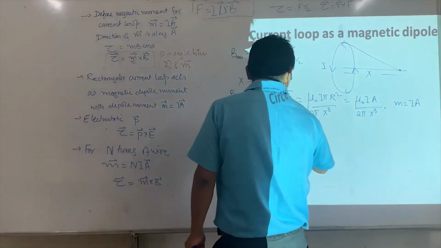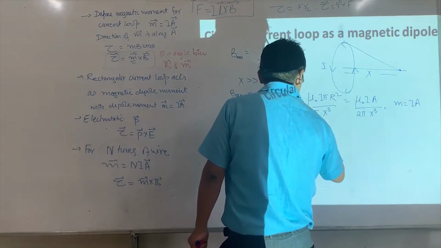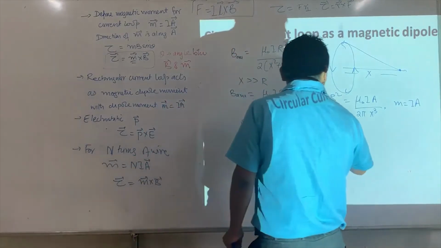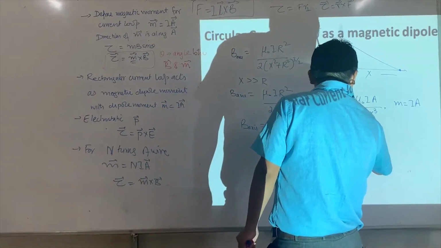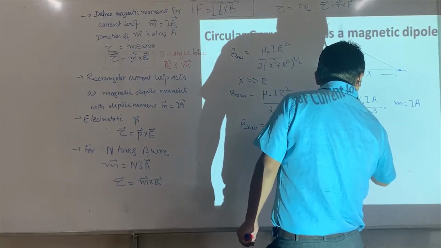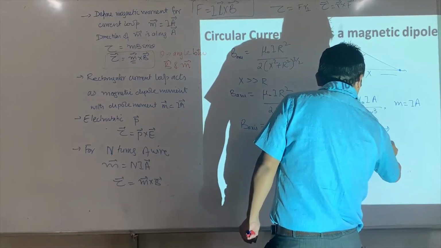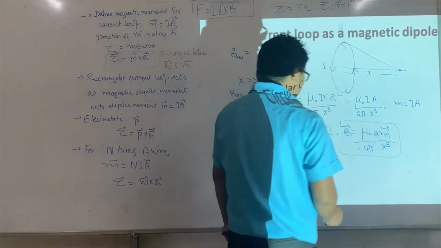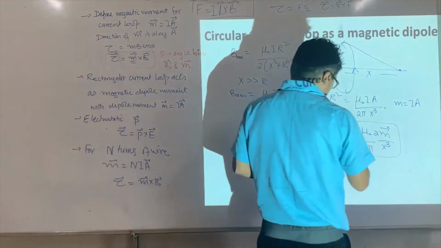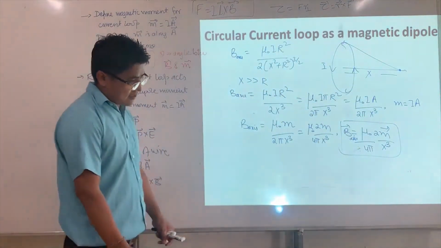Divide and multiply by 2, so we get mu naught divided by 4 pi, times 2M divided by x cube. This is the answer. This is the magnetic field along the axis.